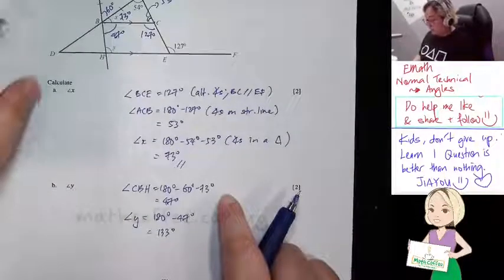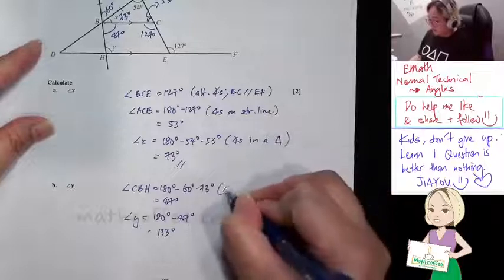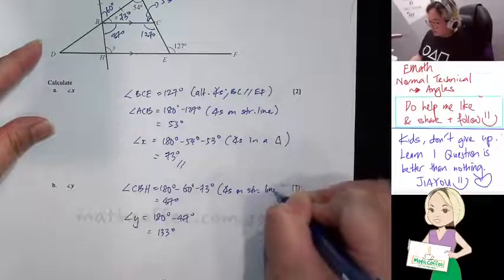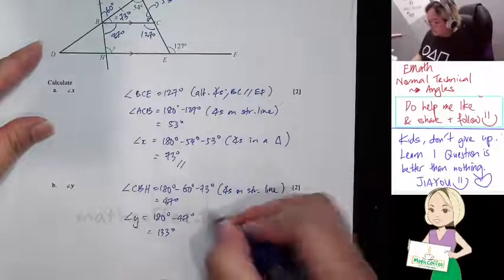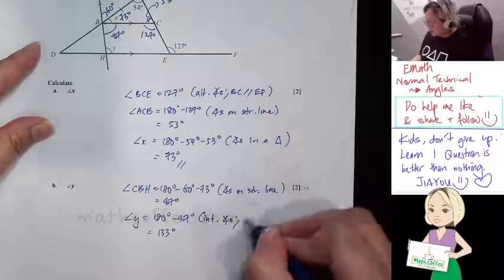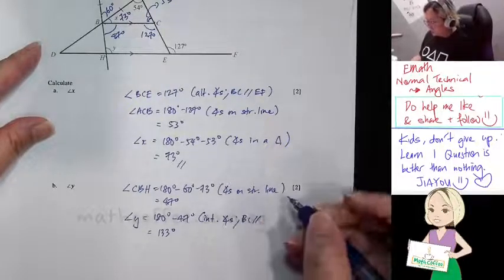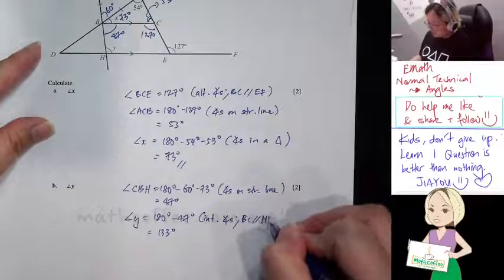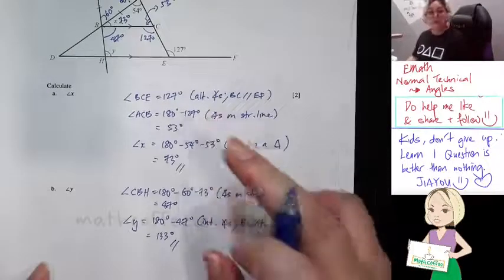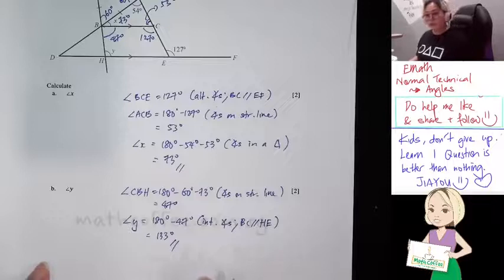Need to give reasoning. Just now this one is angles on a straight line. Angles on straight line. This one is interior angle. Parallel line is BC parallel with HE. Done. So we solve angle X and angle Y. Okay?